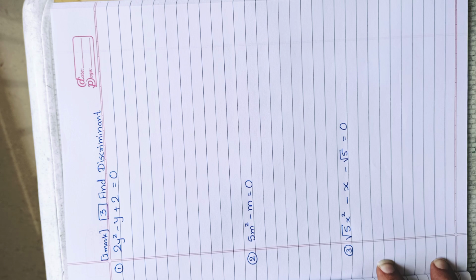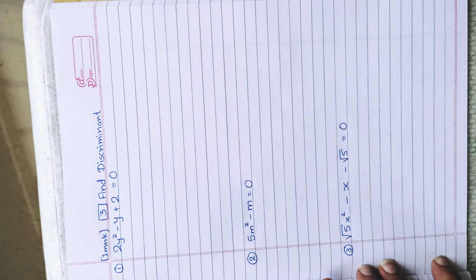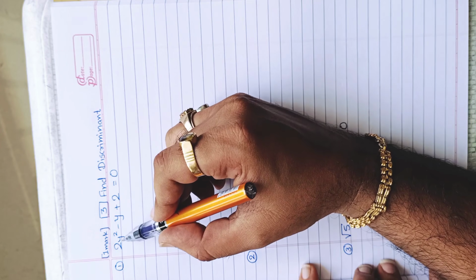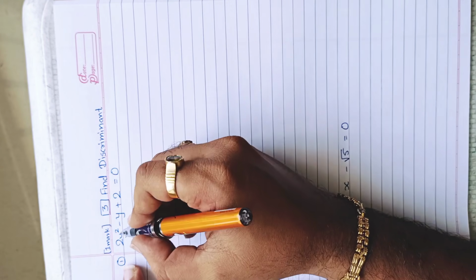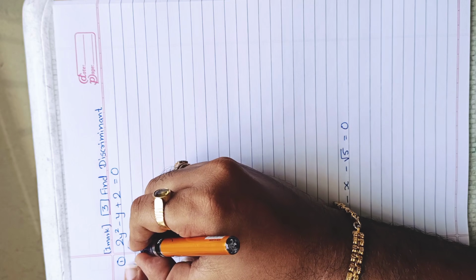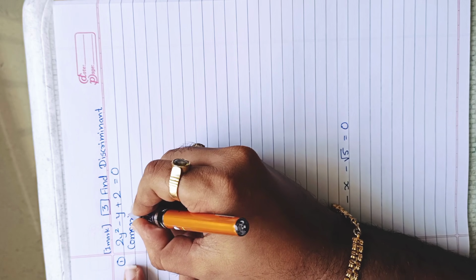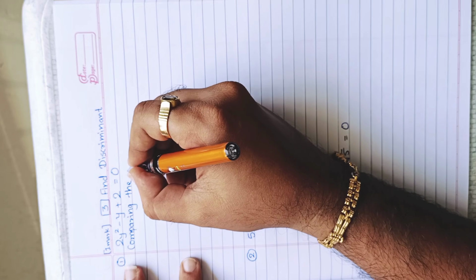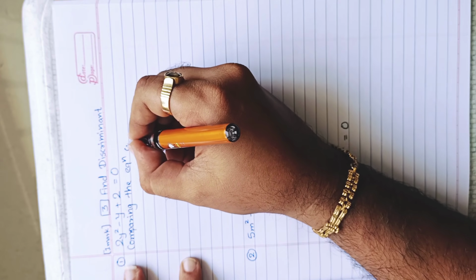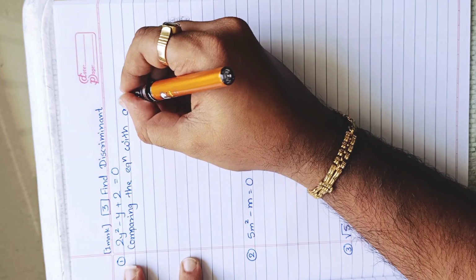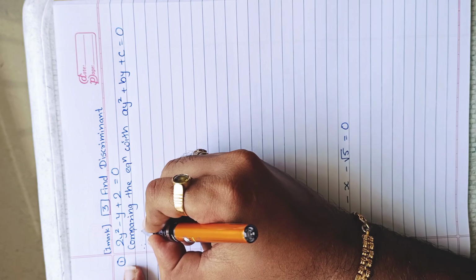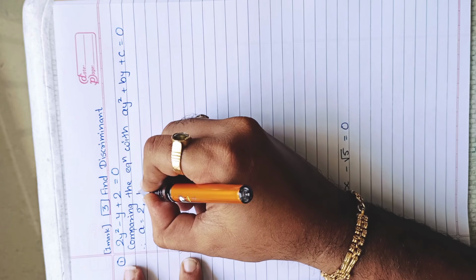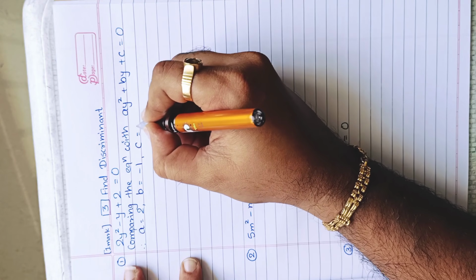Sum number 3, find the discriminant. What is the discriminant? Delta equal to b square minus 4ac. So for that, we have to compare the equation with ax square plus bx plus c equal to 0. Now before that, we have the variable as y, so we will write, comparing the equation with ay square plus by plus c equal to 0. We will get a equal to 2, b equal to minus 1 and c equal to 2.